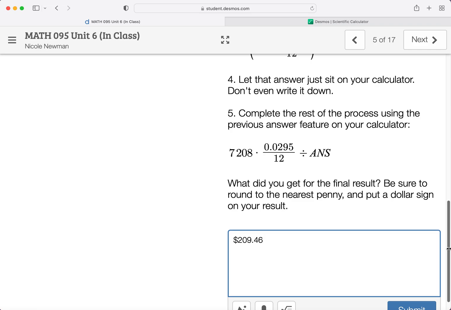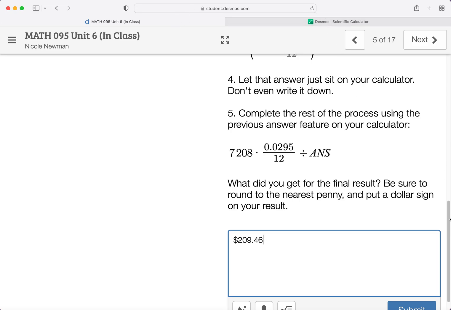Your handheld calculator, be very careful to not do any rounding in the middle. Use the previous answer feature. And if you're not sure where yours is, you can ask your favorite search engine for previous answer on, and then type in whatever your calculator style is. So I have a TI-30 that I sometimes use. I would type in previous answer on TI-30, and the internet will have answers for us. I'm absolutely certain of that.